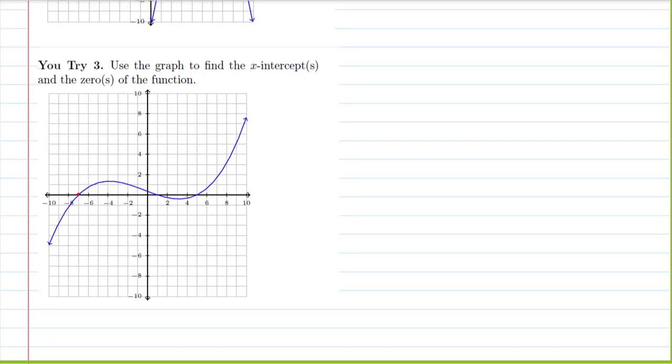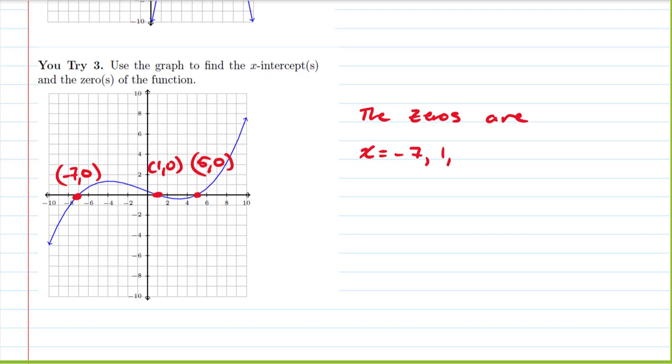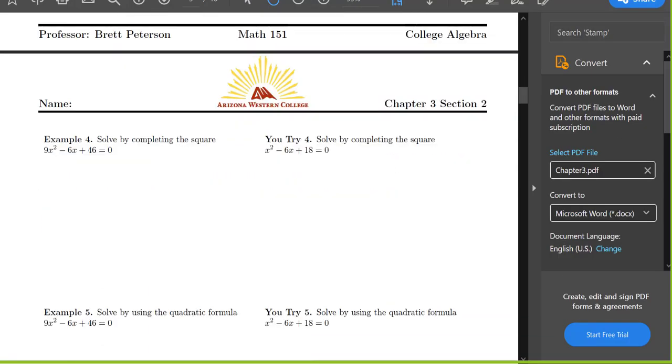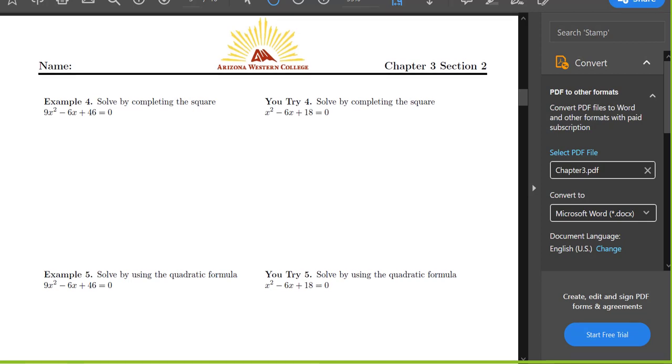So as we see from the graph, we have 1, 2, 3 x-intercepts, and they're located at (-7, 0), (1, 0), and (5, 0). So the zeros are x equals -7, 1, and 5, because the zeros are the inputs when the output, or the y coordinate, is equal to 0.